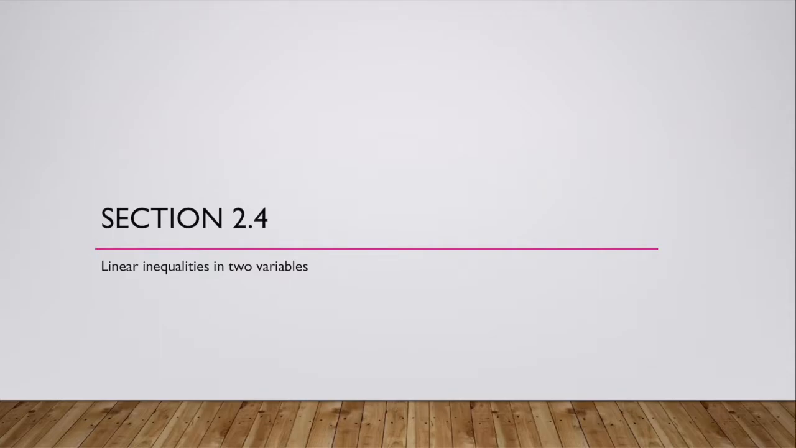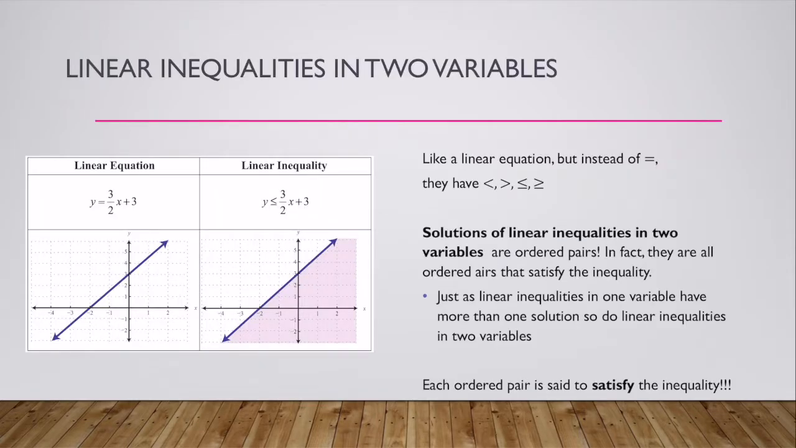Section 2.4 is about linear inequalities in two variables. Linear inequalities are like linear equations, but instead of an equal sign, they have one of our inequality symbols, which are less than, greater than, less than or equal to, greater than or equal to. The solutions of linear inequalities in two variables are ordered pairs, just like the solutions of a line, but it's all ordered pairs that satisfy the inequality.